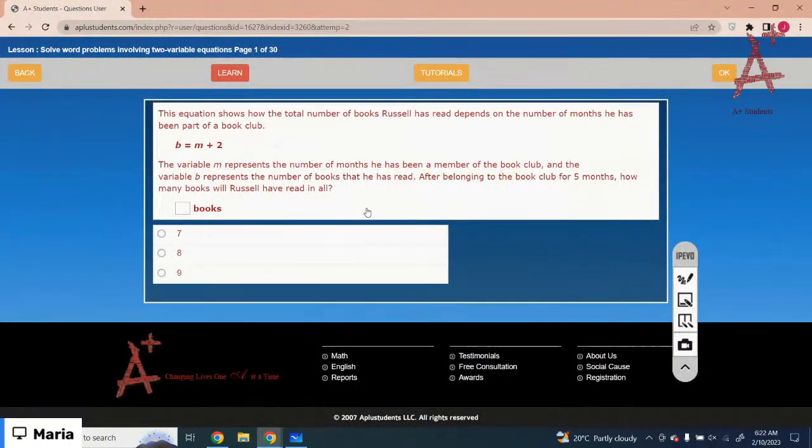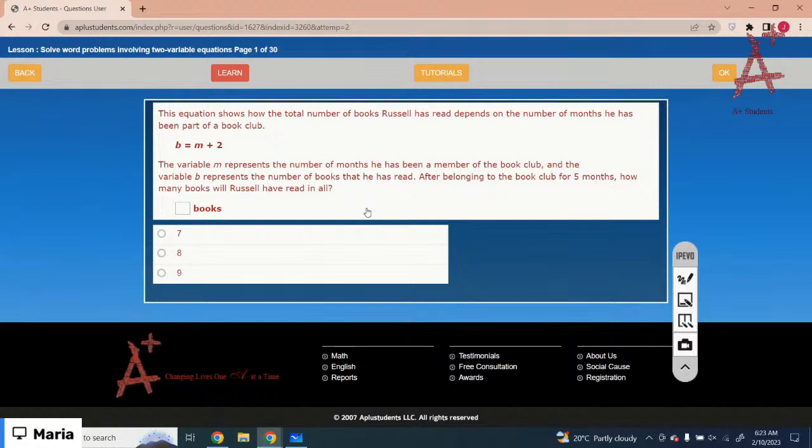Okay. The equation shows how the total number of books Russell has read depends on the number of months he has been part of a book club. B equals m plus 2. The variable m represents the number of months he has been a member of the book club, and the variable b represents the number of books that he has read. Got it? So after belonging to the book club for 5 months, how many books will Russell have read in all? So just replace the value m equals 5.